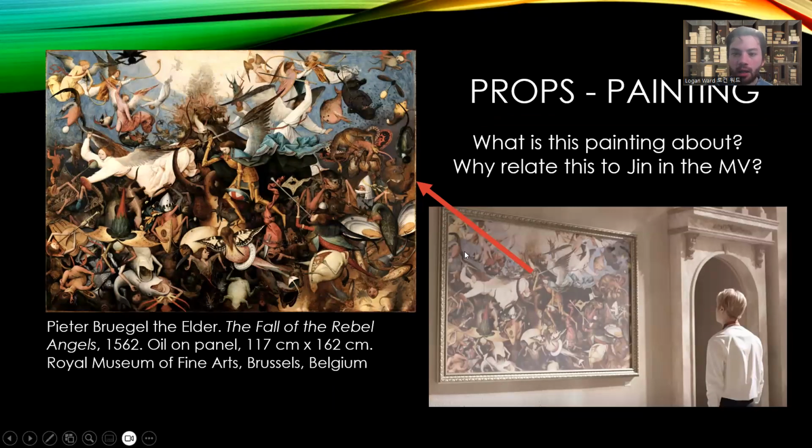So the painting, let's talk about this painting. This is a real painting, and it is actually at the Royal Art Museum in Brussels, Belgium. It's by Bruegel, whose name I cannot say correctly because I did not study Dutch or Flemish. So what is this painting and why might it relate to Gene in the music video? What seems to be going on in this painting? It's called The Fall of the Rebel Angels. We're not going to do a deep visual analysis of it, but as you look at it, what can you determine?